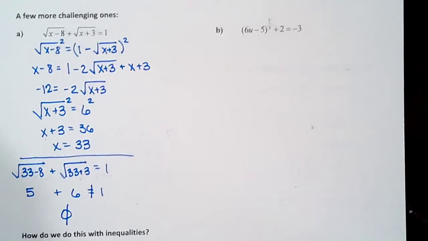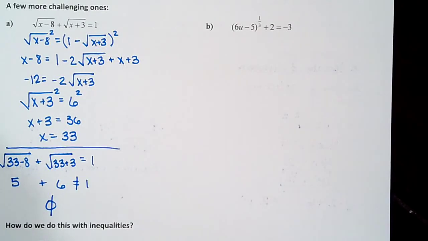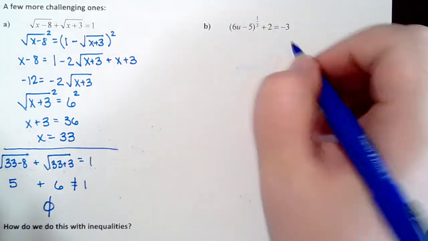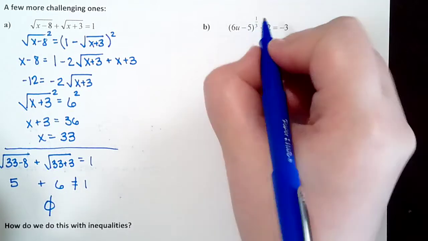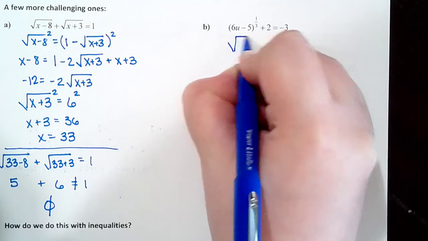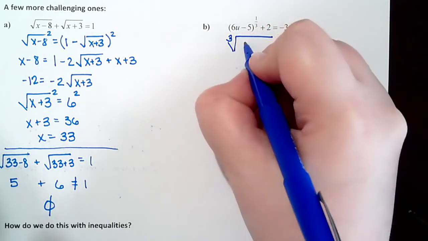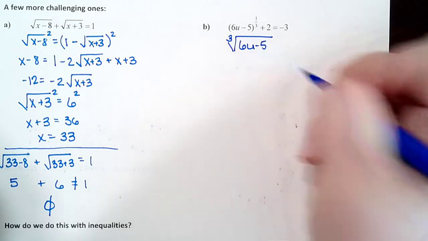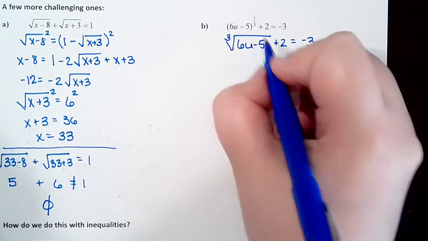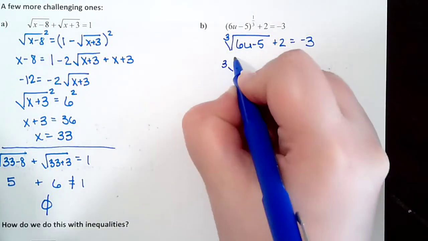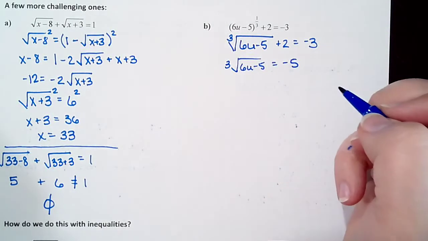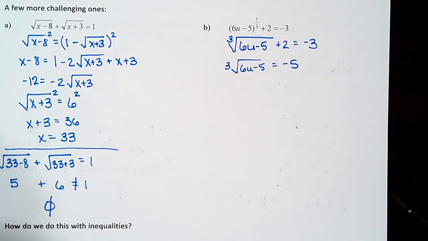All right, the next one has a fractional exponent. Nothing to worry about though, we're super confident with working with those since we watched those last couple videos. But we still have to isolate because technically if we rewrite this fractional exponent as a root, it's the same thing as the cubed root of 6u minus 5 plus 2 equals negative 3. Now that it's in a root, let's isolate. Cubed root of 6u minus 5 equals negative 5.